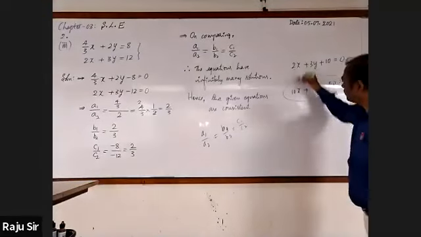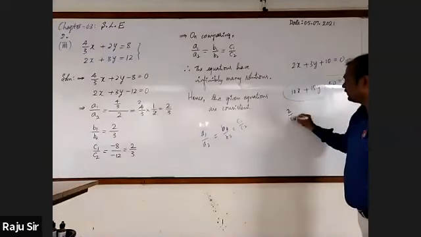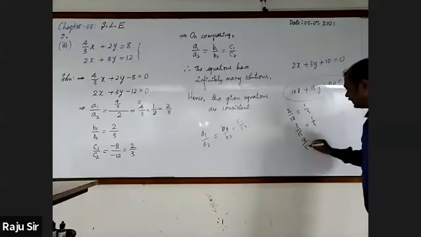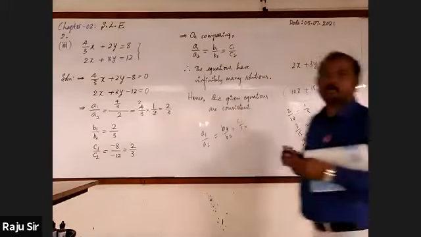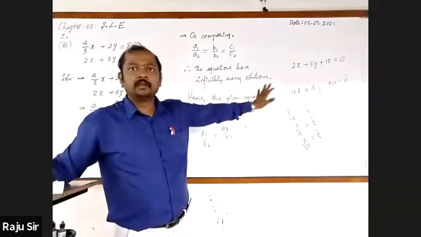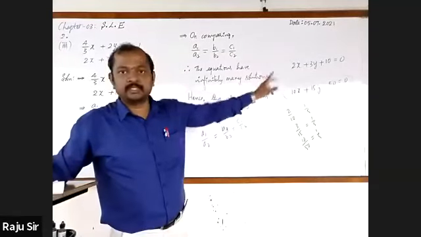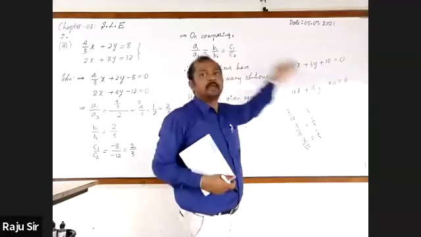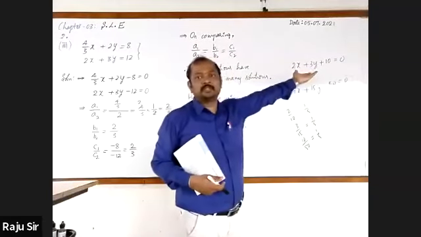What is a1 by a2? 2 by 10, that is 1 by 5. 3 by 15 is 1 by 5. 10 by 50 is also 1 by 5. Very simple. When you are writing another equation which satisfies infinitely many solutions, you just multiply any one number with the given equation. It will be easier.